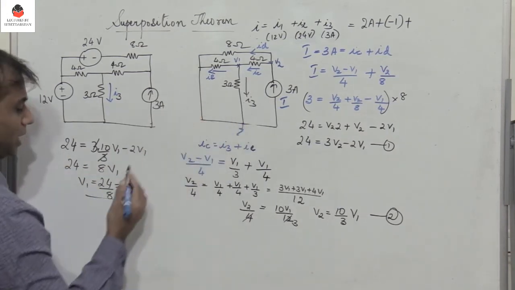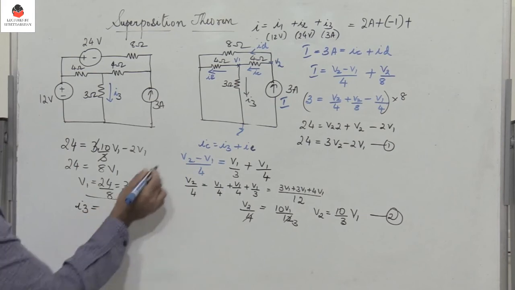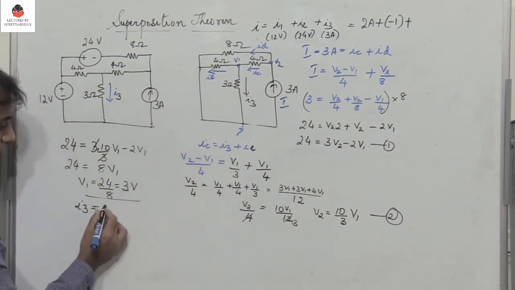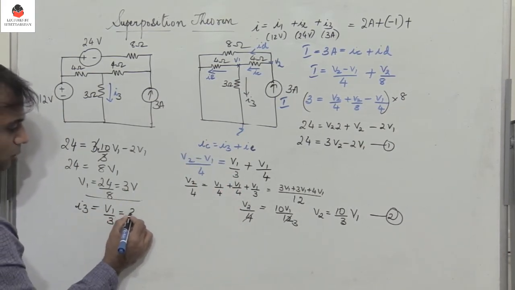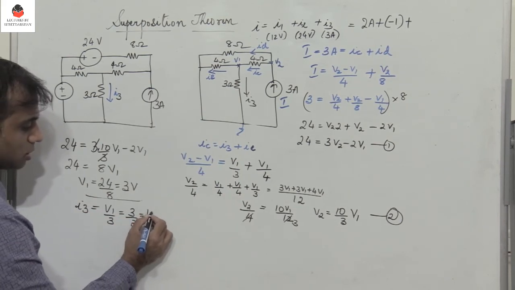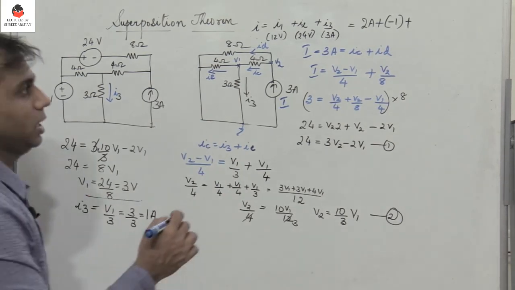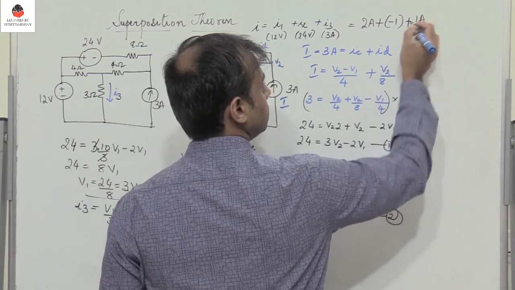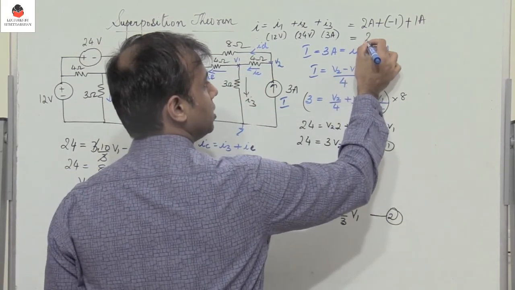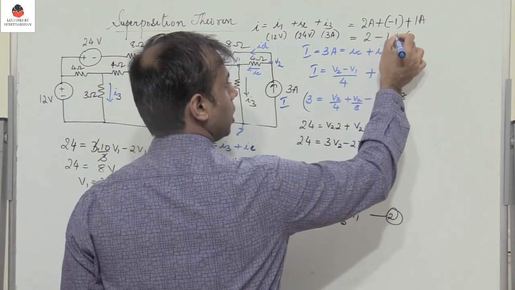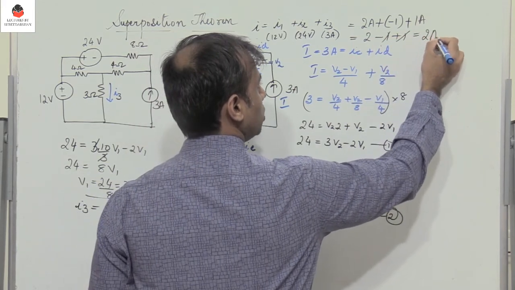So now I need to find I3. What is I3? Very simple. I3 is V1 by 3. V1 by 3, which is 3 by 3 equals 1 ampere. So I have 1 ampere here. So you have 2 amperes minus 1 plus 1. 1 gets cancelled. So it is 2 amperes.